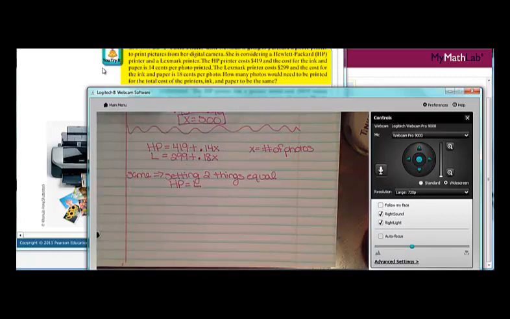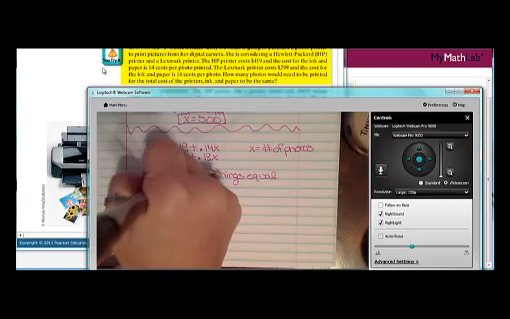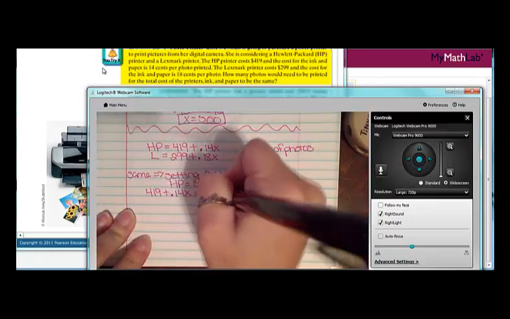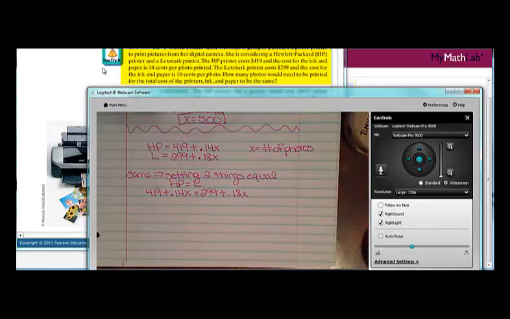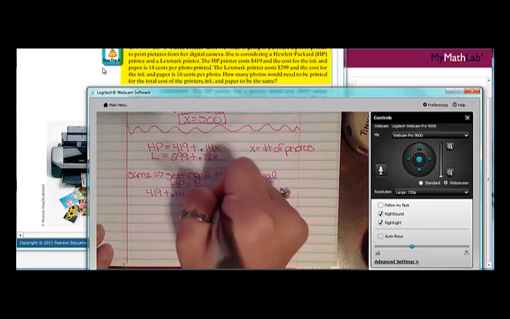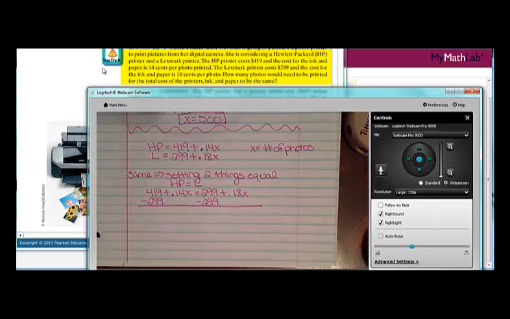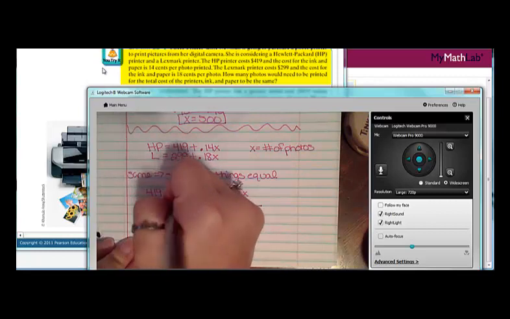So our Hewlett-Packard printer is 419 plus 0.14x, and our Lexmark printer is 299 plus 0.18x. So now we just need to solve for x, because that will tell us how many pictures we can print on both of our printers for the cost to be the same. Okay, so I'm going to subtract my 299 over, because I want to keep everything positive if I can. And because I think you all at this point should have a grasp of how to solve these equations, I'm going to go ahead and do the minus 0.14x as well. Just save us a couple of lines of paper.